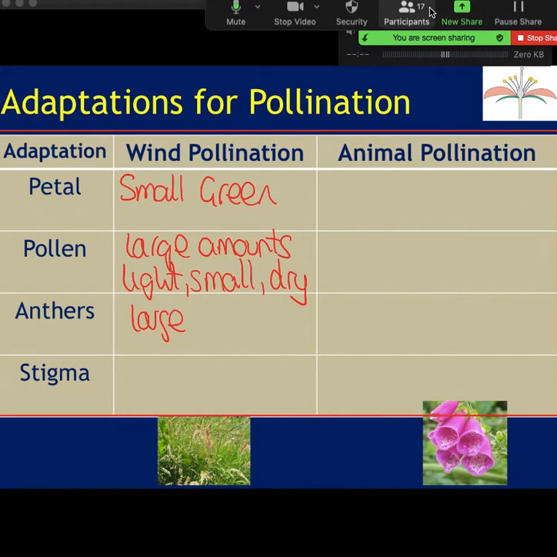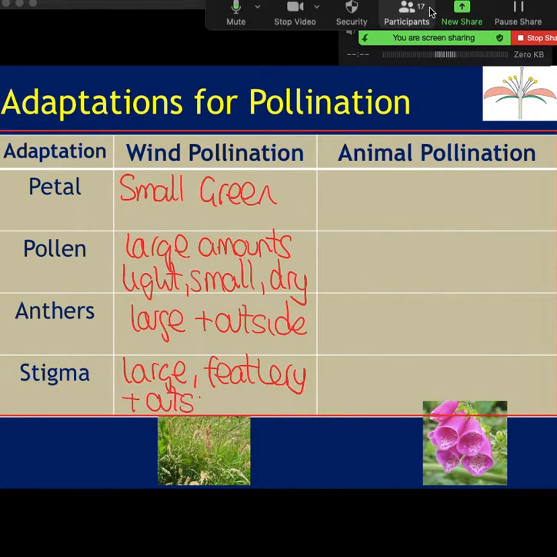Your anthers are going to be large and outside, and your stigma are going to be large. They make them feathery so that they can actually grab the pollen, and these will also be outside.